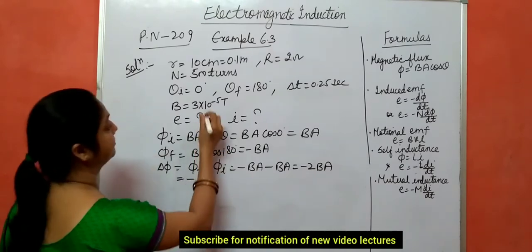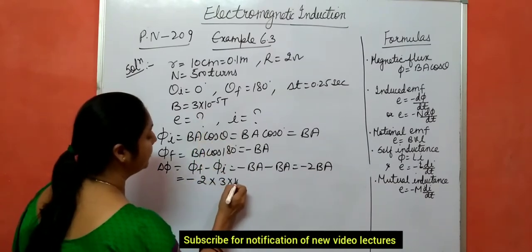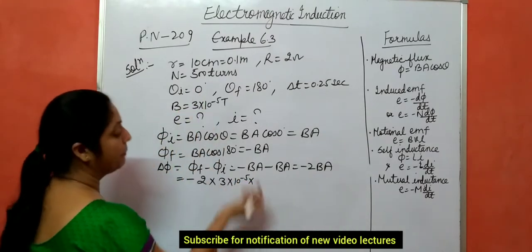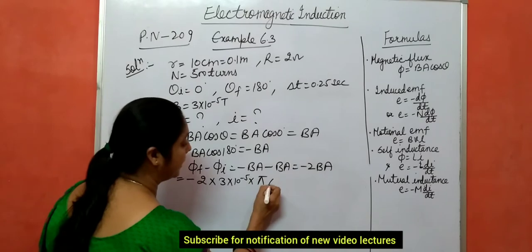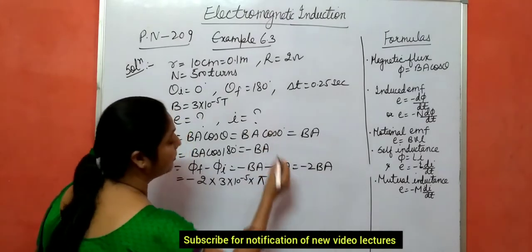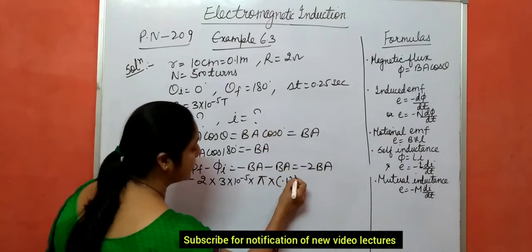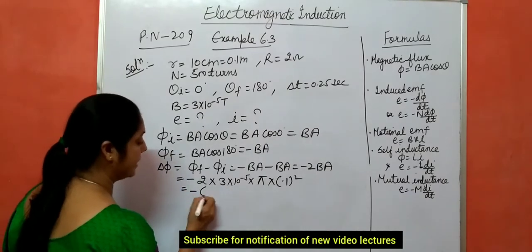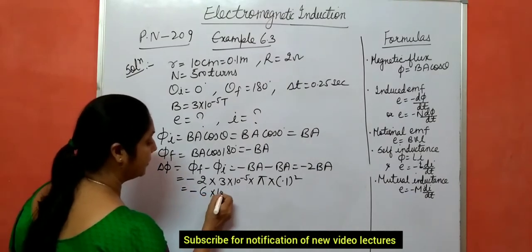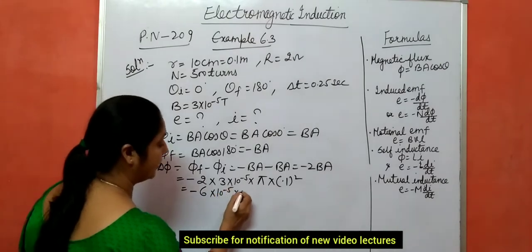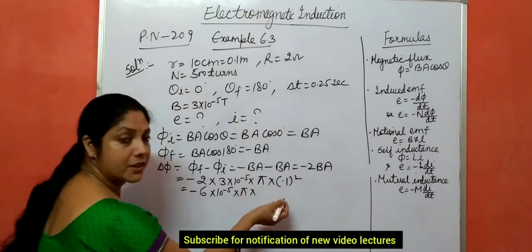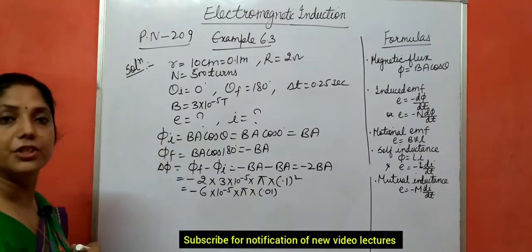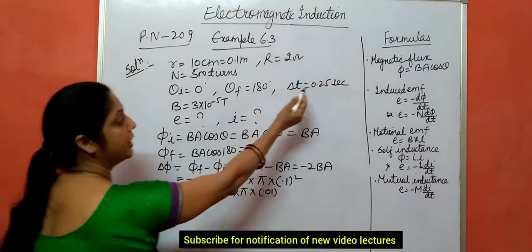B is what? 3 into 10 to the power minus 5. And area is how much? Pi r square. So pi into r is 0.1, so 0.1 square. It becomes minus 6 into 10 to the power minus 5 into pi, and 0.1 square becomes how much? 0.01. This is the change in magnetic flux in how much time?